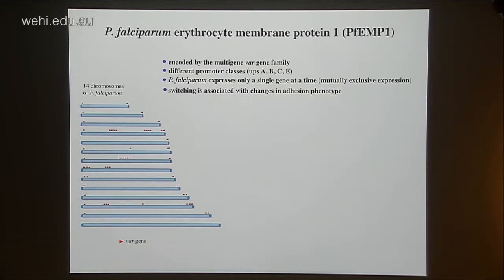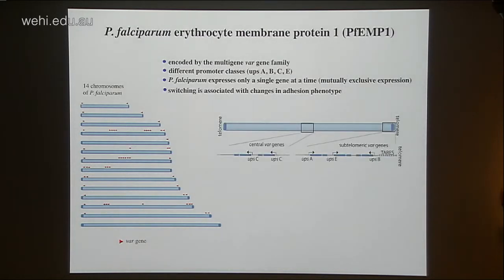And so the parasite has basically developed a mechanism that allows it to shut down transcription of all of these VAR genes except one. Now, the different VAR genes have different promoter types, which is an interesting feature. And the promoter types that they have depend on where they're localized in the genome.